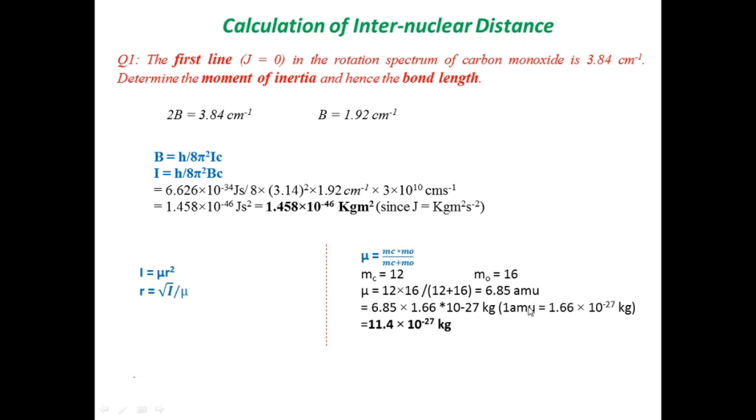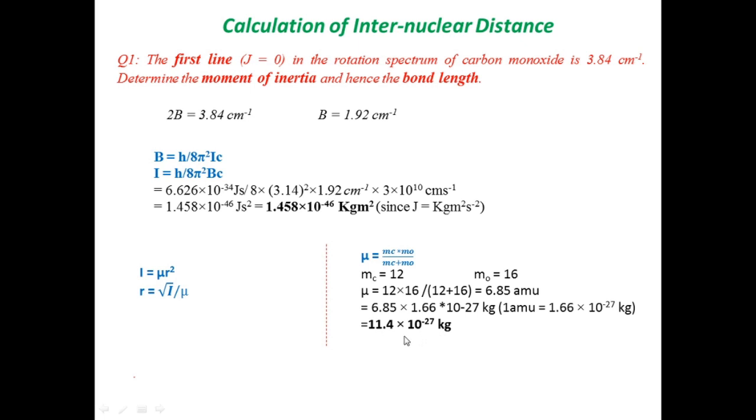We usually express mu in kilogram, so we just convert. 1 amu is equal to 1.66 into 10 to the minus 27 kilogram. So 6.85 amu is equal to 6.85 into 1.66 into 10 to the minus 27 kilogram. That is equal to 11.4 into 10 to the minus 27 kilogram.